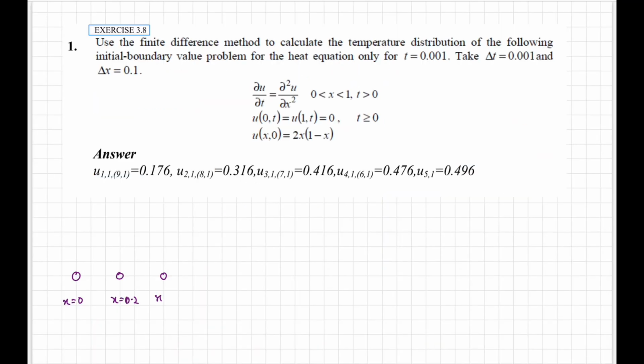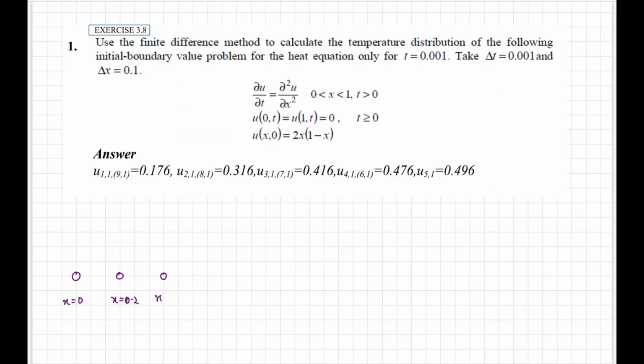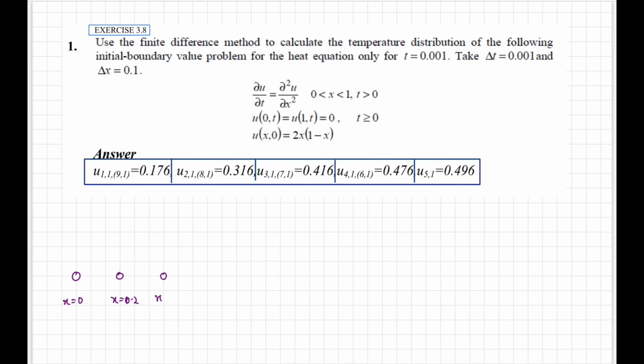So now let's look at exercise 3.8. Use the finite difference method to calculate the temperature distribution of the following initial boundary value problem for the heat equation. Only for T, 0.001. Take time step K equal to 0.001 and H equal to 0.1. So this is the range of X and T. This is the boundary condition and this is the initial condition.